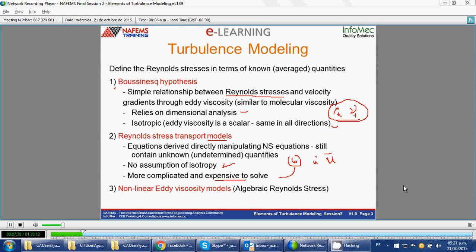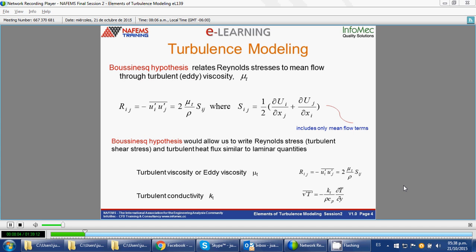Another one again goes through this type of assumption, but instead of having some sort of linear model, we would have a nonlinear one. So that's a little improvement in some ways over Boussinesq's hypothesis. So let's see what that hypothesis is talking about. As I mentioned, we're looking to transfer these Reynolds stresses, the terms that look something like this, into velocity gradient, something like this.